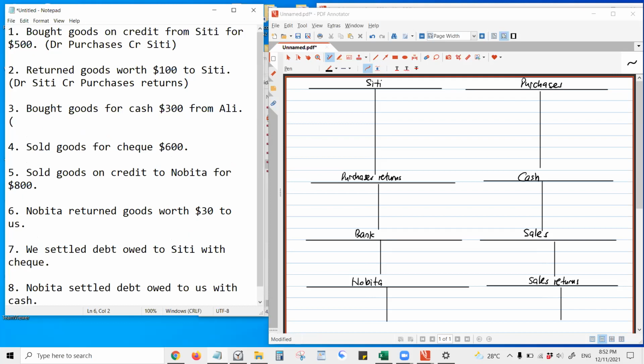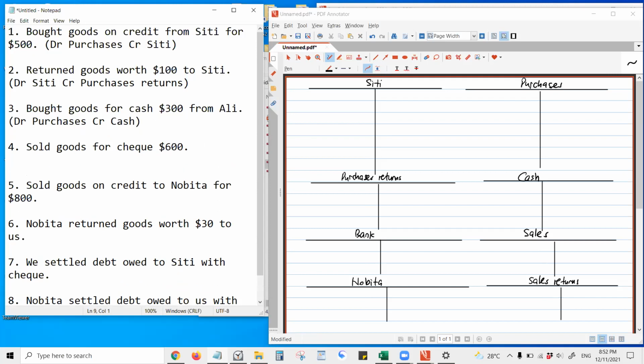Number 3, bought goods for cash 300 from Ali. Credit cash. Don't go and debit Ali. The name Ali here is meant for tricking you into thinking that you have to use the name Ali. They say for cash means you pay with cash. Okay, you make immediate payment. So you don't have to touch the name Ali. Okay. Number 4, this time we become supplier. We sold goods for check, debit bank, credit sales.